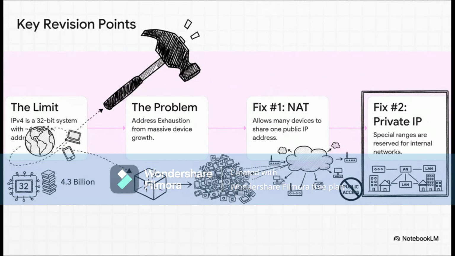So let's do one last lightning round recap. 1. IPv4 is a 32-bit system with about 4.3 billion addresses. 2. Address exhaustion is what happened when we ran out. 3. NAT is the magic trick that lets many devices share one public IP. And 4. Those special private IP ranges are for internal use only. If you remember those 4 points, you're golden.